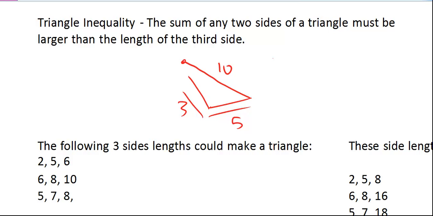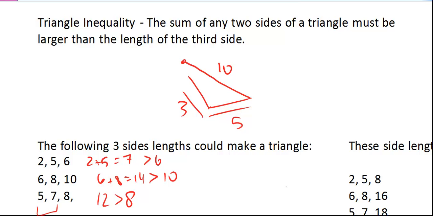I would never be able to close the figure. And so here you see some examples, right? 2 plus 5 is equal to 7, which is greater than 6. That works, right? 6 plus 8 is equal to 14, which is greater than 10. If I try these two smallest sides, again, 12 is bigger than 8. So all of these make triangles.